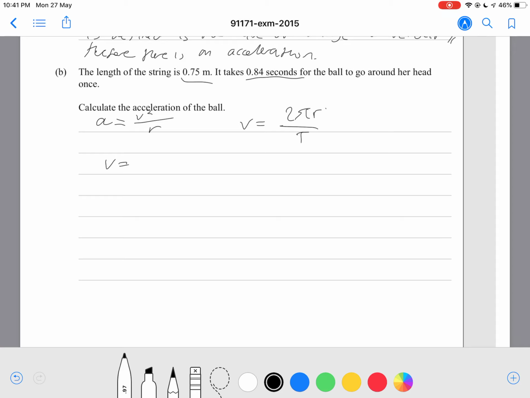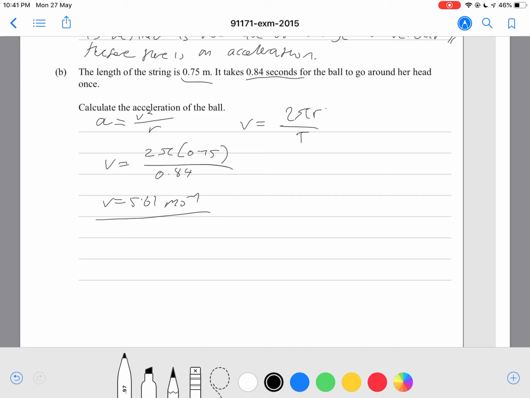So basically v equals 2 pi multiplied by 0.75, and we're going to divide that by 0.84. Okay, so if you plug this into a calculator, you should get that v equals 5.61 meters per second, okay? So now we can plug v equals 5.61 meters per second into a equals v squared divided by r.